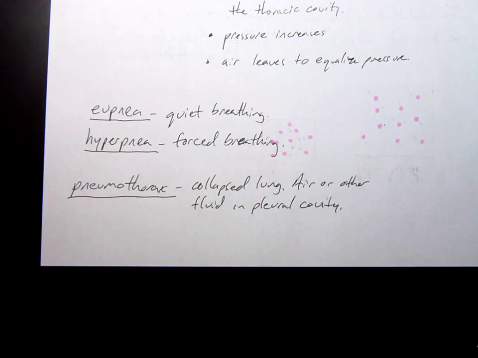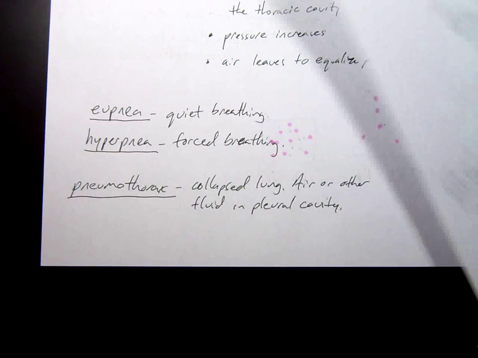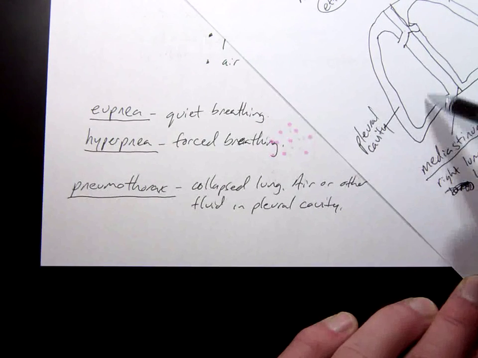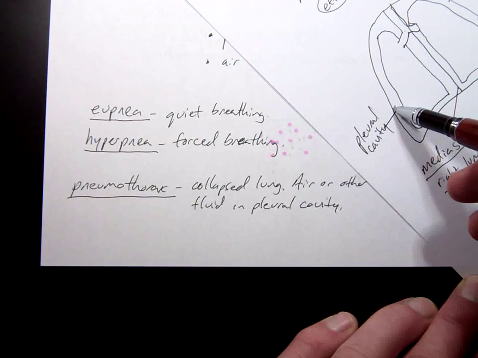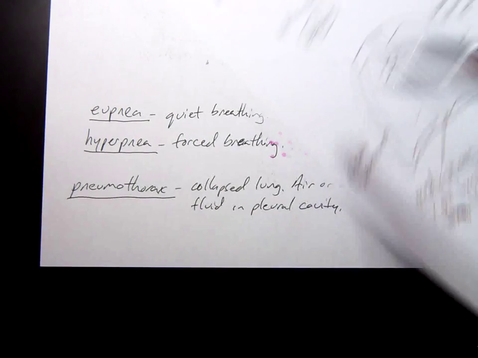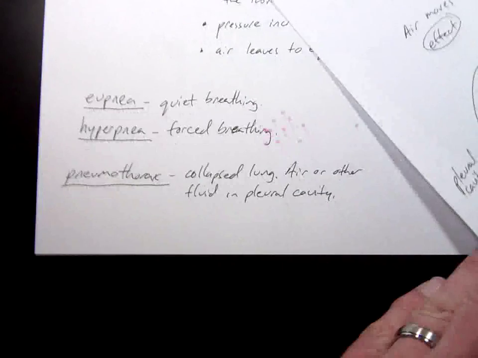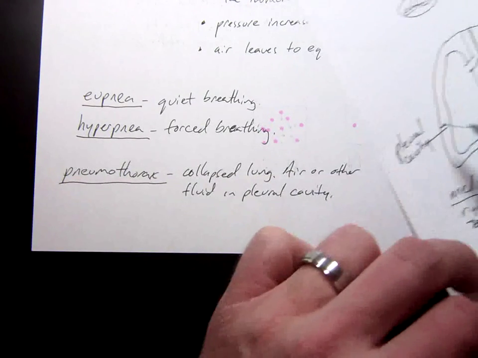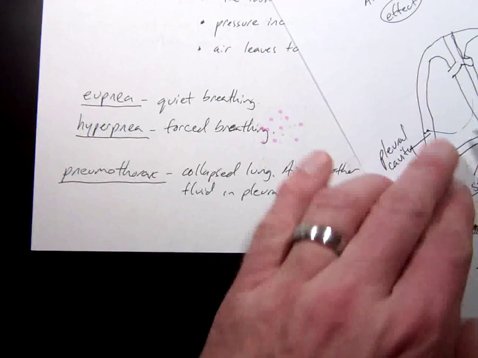What happens is this, in that space that surrounds the lung right there, if there is a hole in this chest wall and this space is a vacuum, air is going to flow into this space here that surrounds the lung and cause the lung to shrink back on itself.